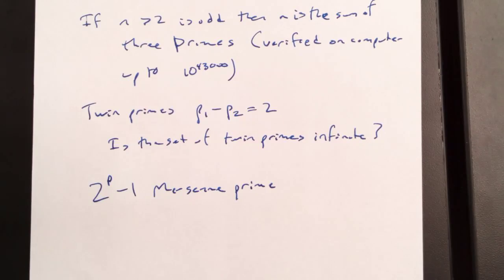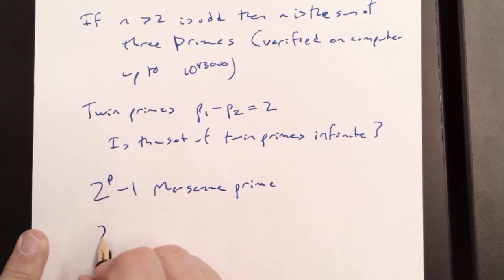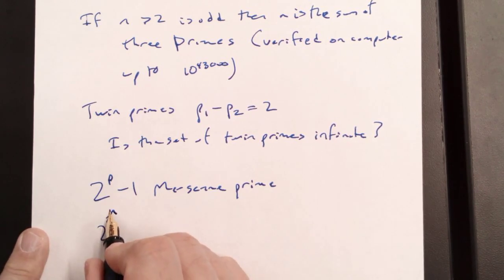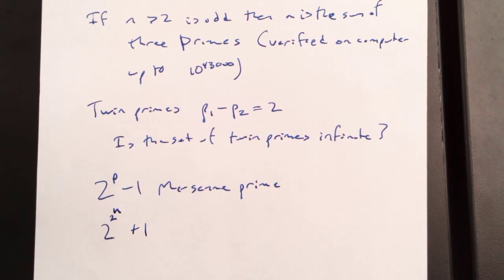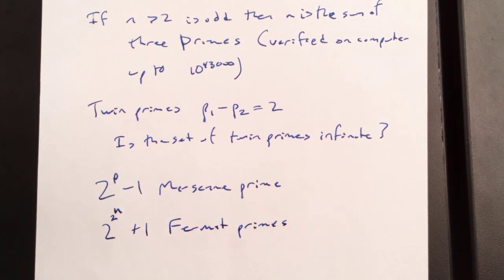And Pierre Fermat said, well, wait a minute, what if instead of just any prime, we looked at powers of 2, and instead of subtracting 1, we added 1? These are called Fermat primes. And again, by hand, Fermat showed that for n is 1, 2, and 3, this works. It turns out that both of these fail. The bottom one fails when n is 5: 2 to the 32nd plus 1 is not prime. The top one fails when you use 31: 2 to the 31st minus 1 is not prime.